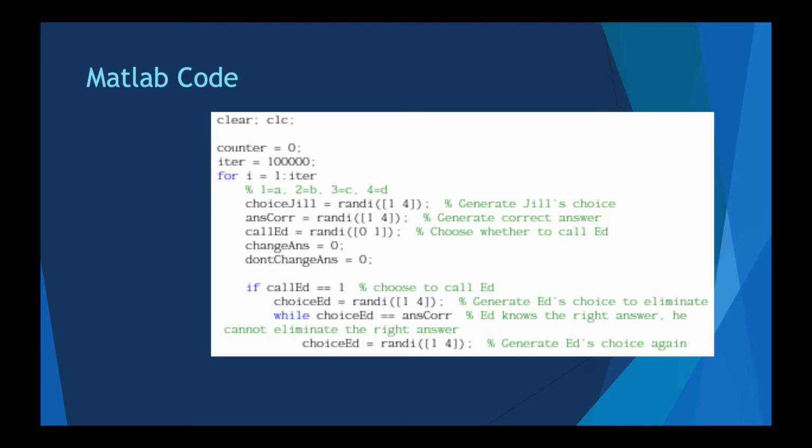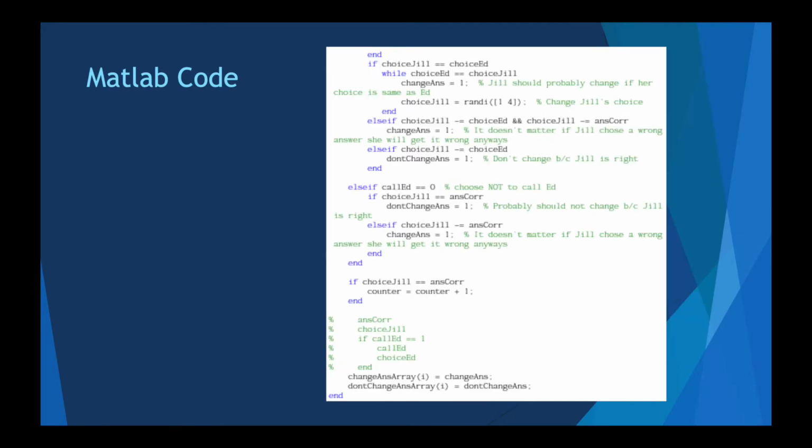If she does, then we have to generate a random integer between 1 and 4 for Ed's choice. If Ed's choice equals the correct answer, then we have to regenerate Ed's choice because he cannot eliminate the correct answer. Ed can only tell Jill what choice to eliminate. Therefore, if Jill and Ed have the same answer, Jill should probably change her answer, and we generate a new integer between 1 and 4 that was different from the first.